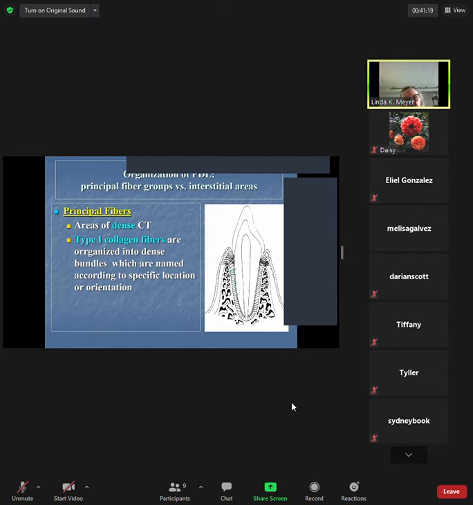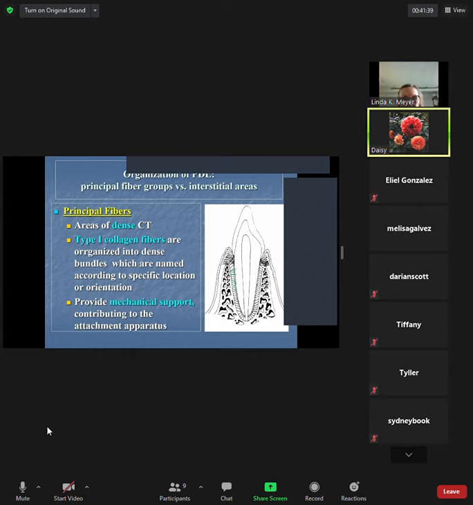And what kind of support do fibers provide? Mechanical or biologic? Anybody? Daisy? Mechanical. Okay, they provide mechanical support. I reintroduced the attachment apparatus. They help hold the tooth in its bony socket. So these principal fiber groups provide mechanical support.